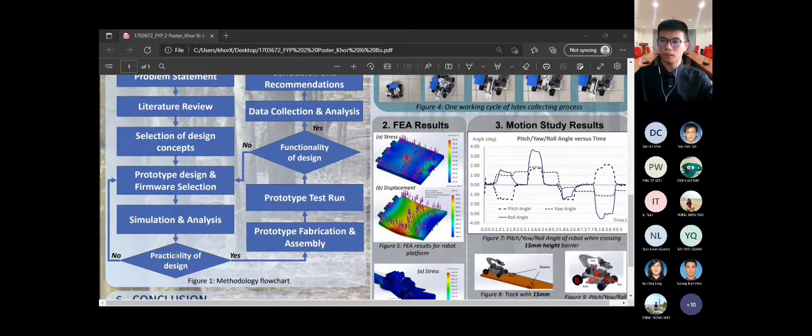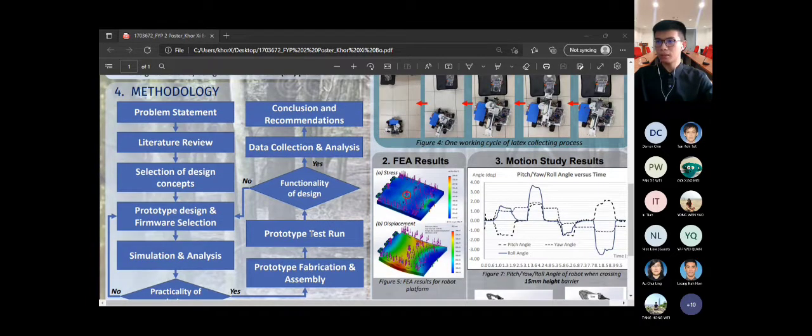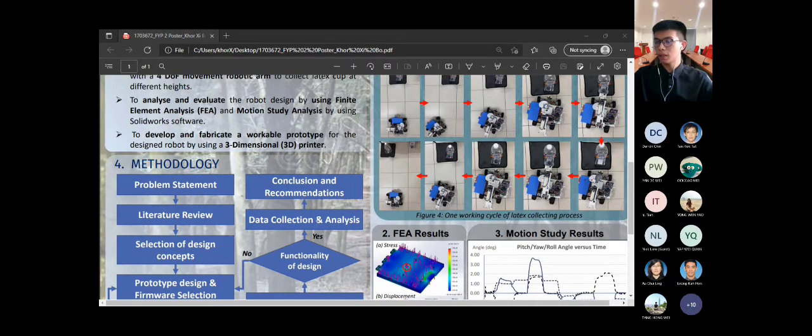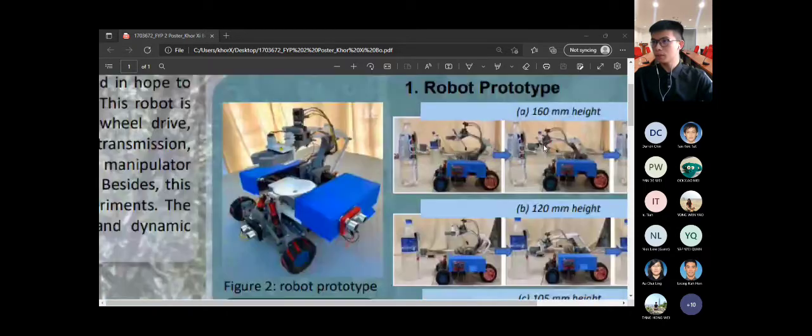If the design is practically workable, it proceeds to prototype fabrication and assembly. After that, a prototype test run is conducted to test the functionality of the design. When the prototype passes the test run, data collection and analysis are done, and lastly we come up with the conclusion and recommendations. So now let us move on to the result part.